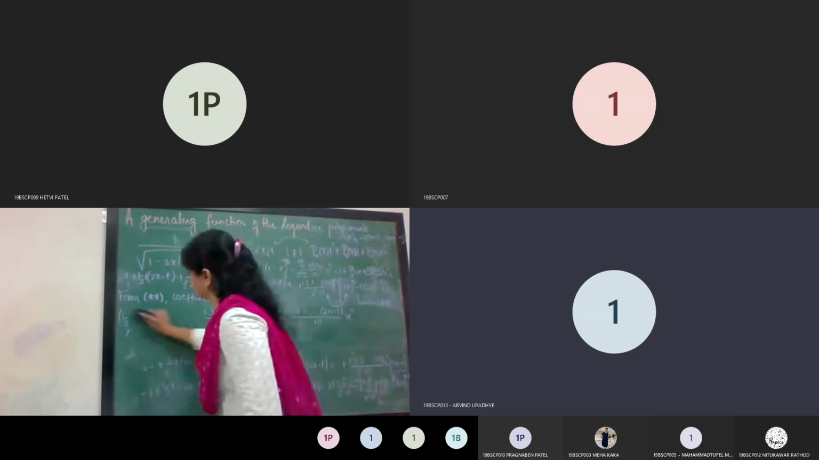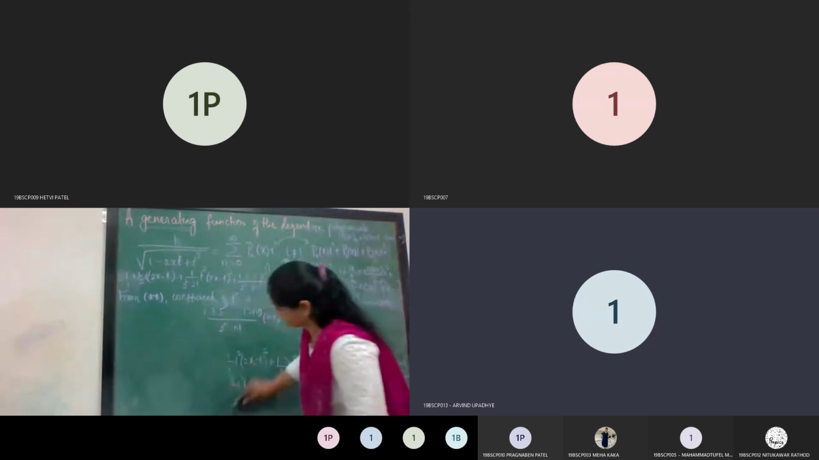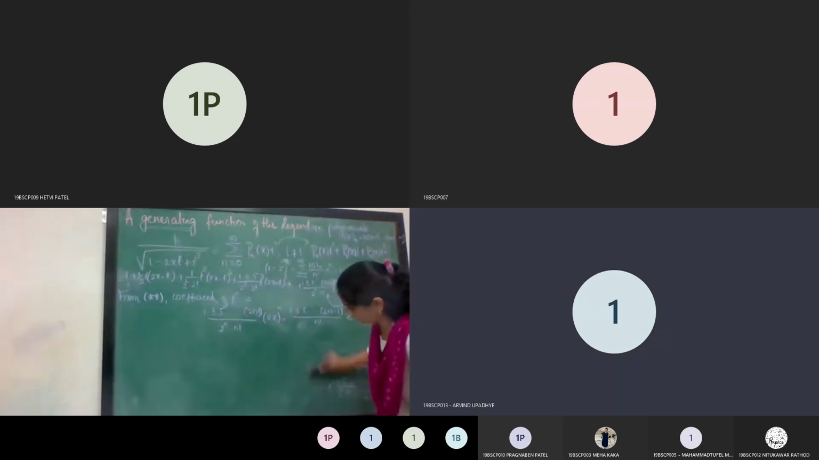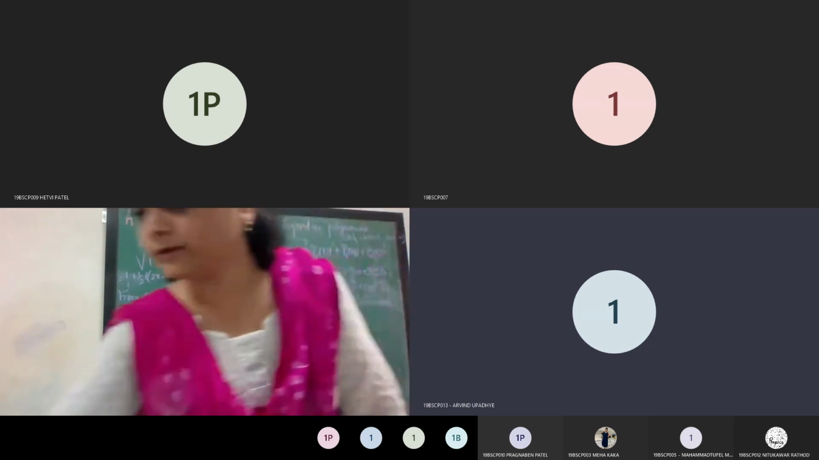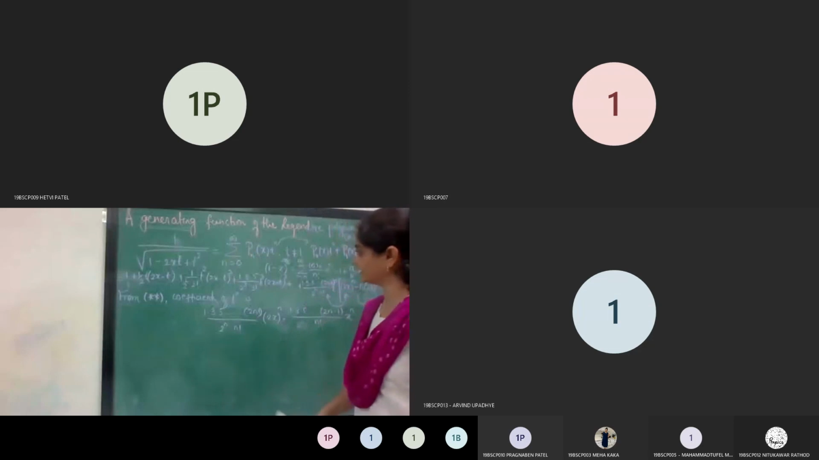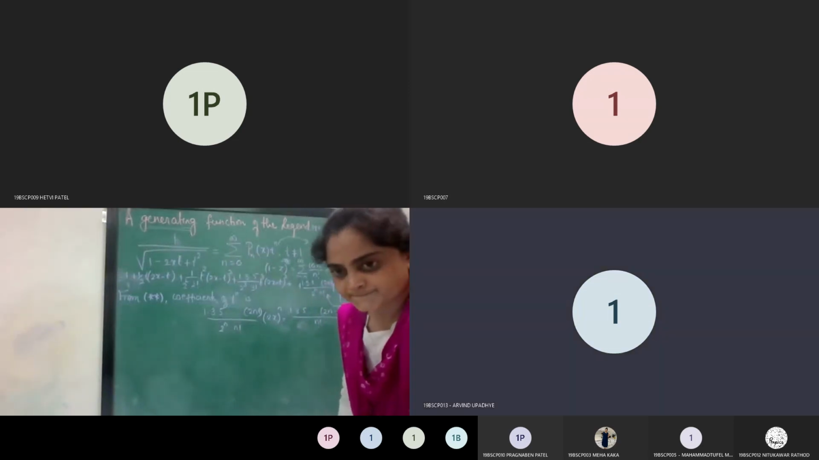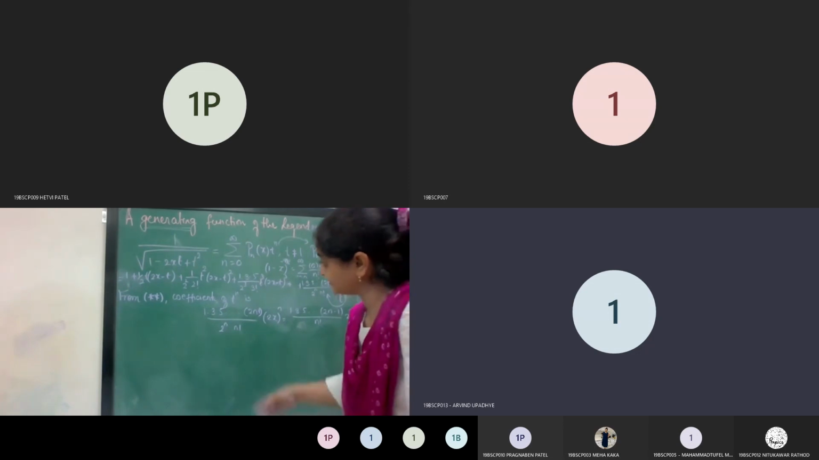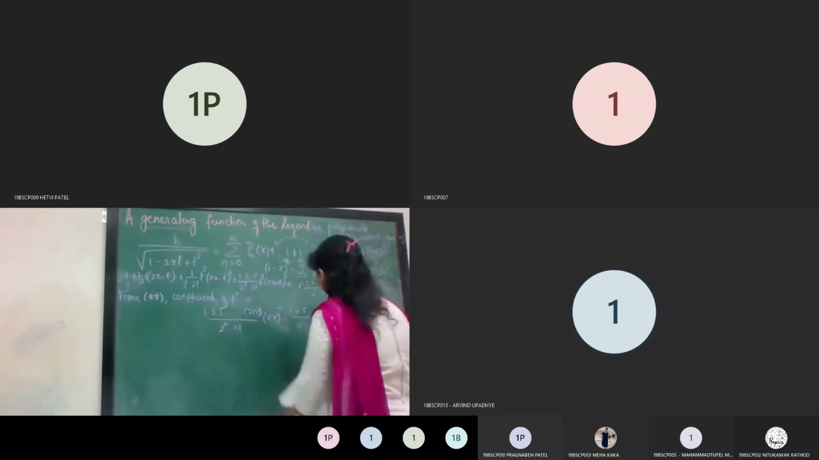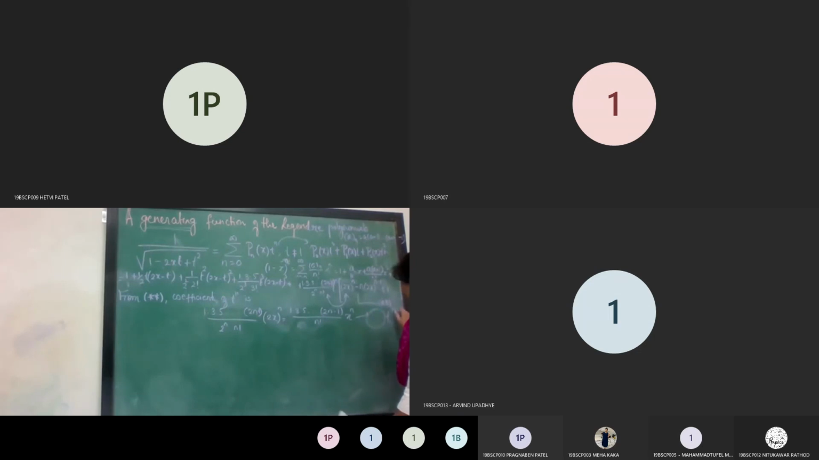Ma'am, I have a small suggestion. We can have a general form for the product of odd numbers from 1 to 2n minus 1, to make things easier. Which thing are you talking about, Arvind? 1 into 3 into 5 till 2n minus 1. There is a general form for that in factorial expression. That is the general one, and this is nothing but the coefficient of t raised to n, right?